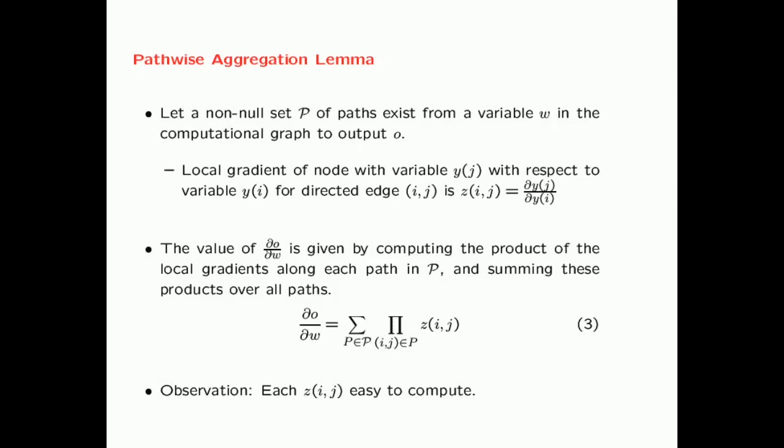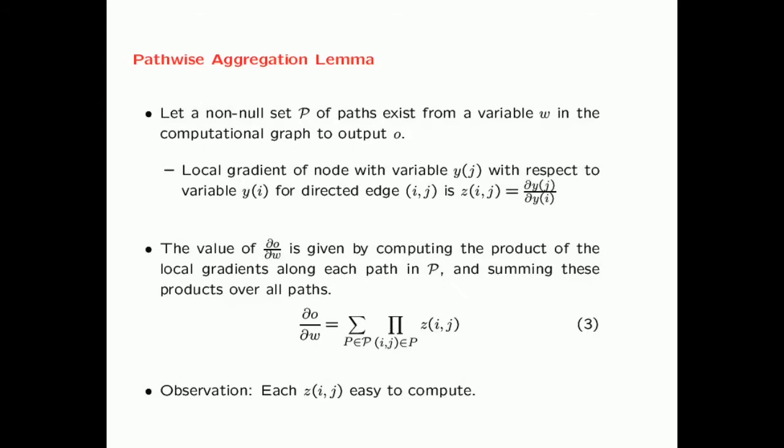So that brings us to what is called the pathwise aggregation lemma. Let's say that you want to compute the derivative of the output O with respect to a variable W, and a non-null set of paths exist from this W to O. In this computational graph, the first step is to compute the local gradient of the node with variable j, the endpoint of the edge, with respect to its source, yi. Let's say the variable yi exists in node i. So zij is the partial derivative of the destination of the edge with respect to the variable in the source of the edge. And that gives you zij.